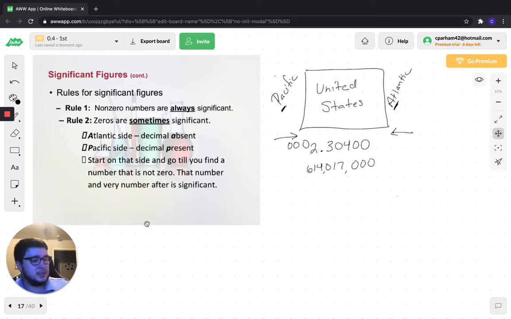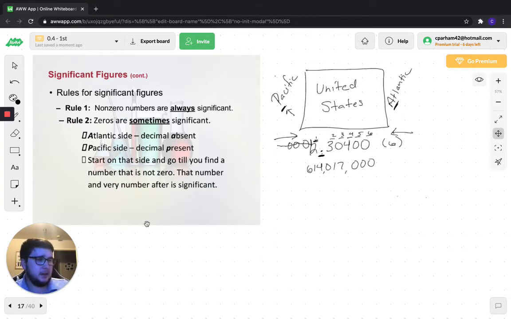Okay, so what this tells me is look at my number. If I have a decimal present, which I do right there, then I approach from the Pacific side. So I'm going to attack my number from the left. I'm going to stop once I hit a number that isn't a 0, and then that number and every number after is significant. So approaching from the left, that's a 0, that's a 0, I keep going, and then I hit a 2, so stop. This number and every number after is significant. So 1, 2, 3, 4, 5. We would say that this number has 6 significant figures.